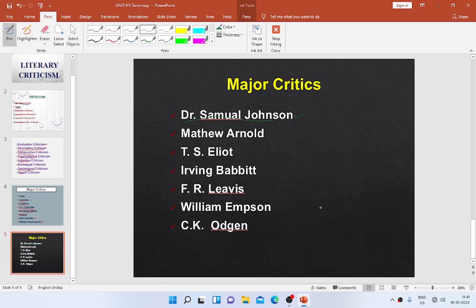Richards co-authored with C.K. Ogden and James Wood for the work The Foundations of Aesthetics. After that, Richards also co-authored with C.K. Ogden for the work The Meaning of Meaning. So there are some important works about which we must talk. First work, The Principles of Literary Criticism.